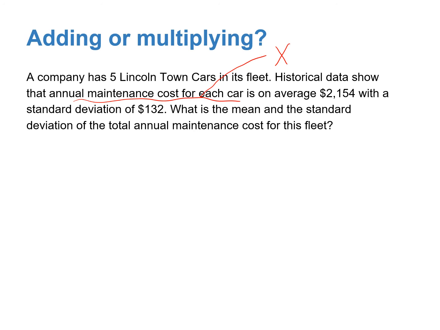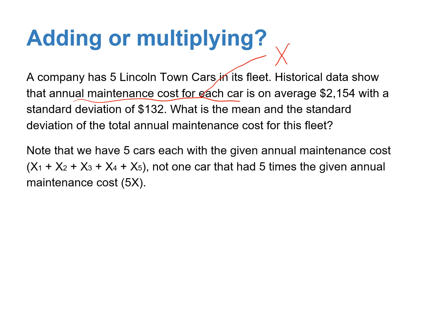So the maintenance cost for each car is random, and it's probably going to be different for each car. So instead of having a single random quantity, we have 5 different random quantities. So we should note we've got 5 cars, each with a given maintenance cost, and we can denote those x sub 1 through x sub 5 to distinguish between the cars. And we're adding those different maintenance costs together. It's not the situation where we have just one annual maintenance cost that's common for all the cars and we're multiplying it by 5. So this is a situation where we should be using adding rather than multiplying.